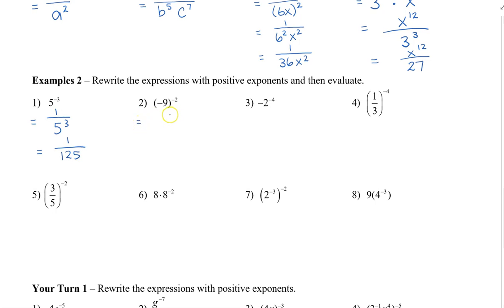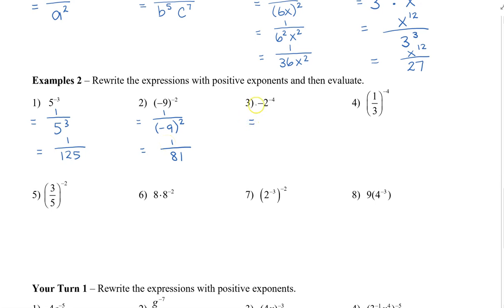All right, same thing with the next one, just one single base. So we're going to rewrite this as 1 divided by, in brackets, negative 9. Negative exponent 2 becomes positive 2. And then negative 9 squared becomes positive 81 because it's negative 9 times negative 9.